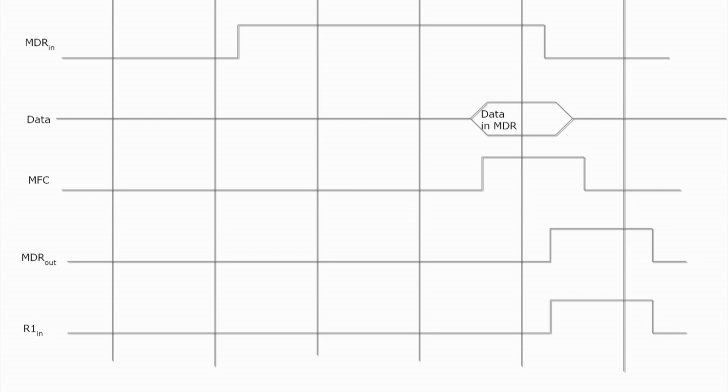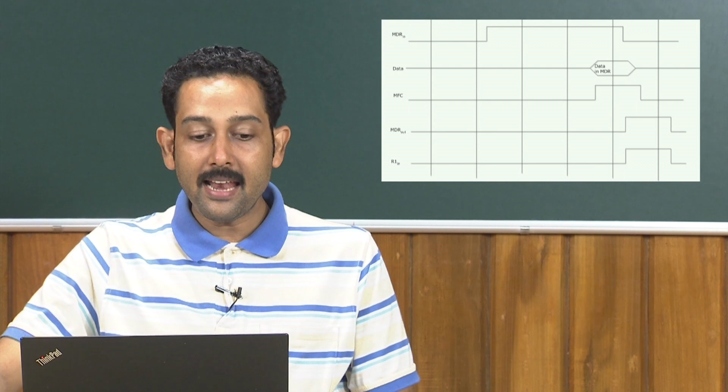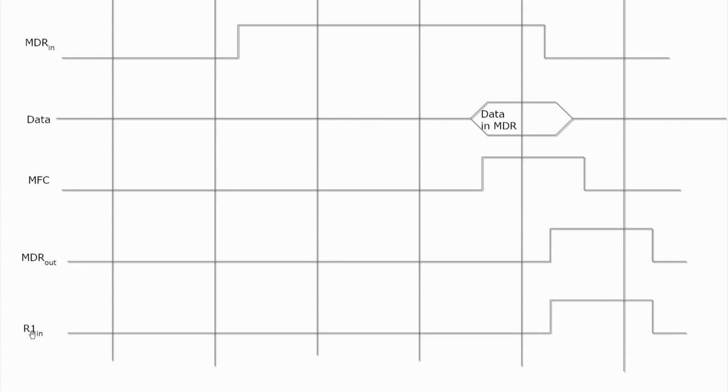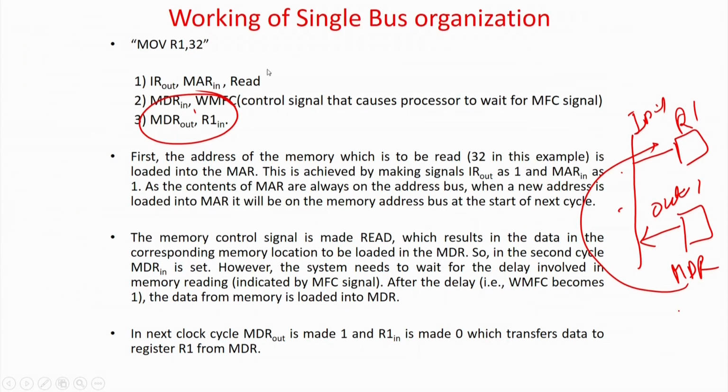Now, we have to move the value of the memory data register to the register R1. That is, the memory data register value will have to be dumped to register R1. Only after the MFC signal has become 1 can you make the memory data register out signal 1, because before that the MDR in signal was 1, which means it was reading from the memory. The MFC signal says that the reading is over. So, now you make the MDR out signal equal to 1, meaning it will dump the value from the memory data register to the bus, and then R1 in equal to 1, meaning whatever was in the memory data register will be dumped to register R1, and this instruction of move R1, 32 will be over.